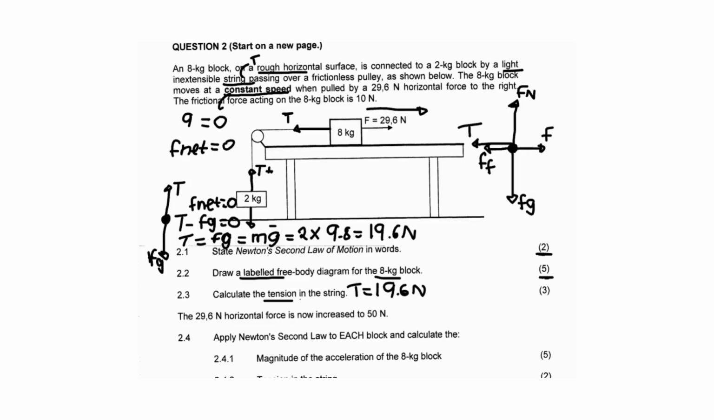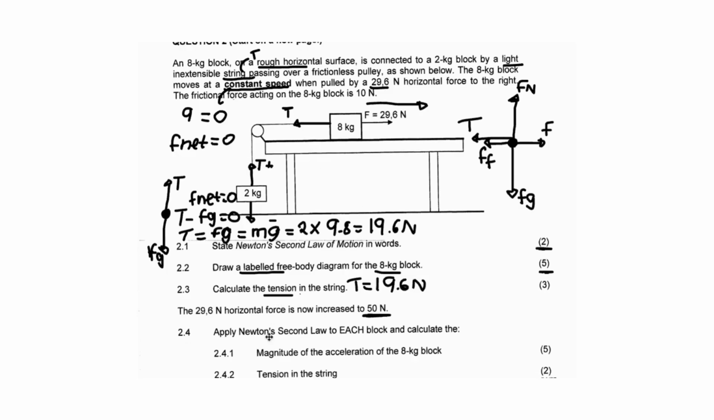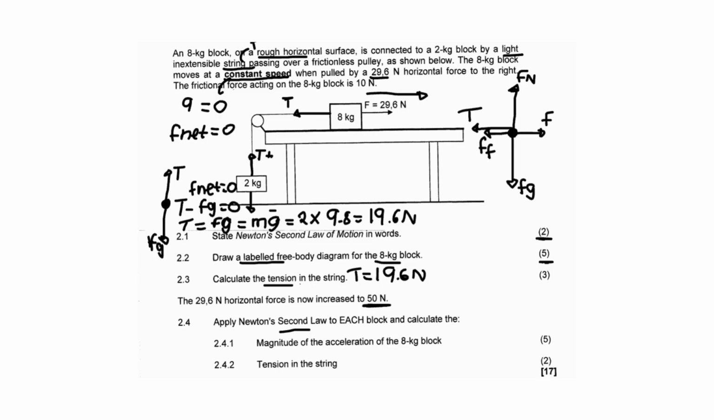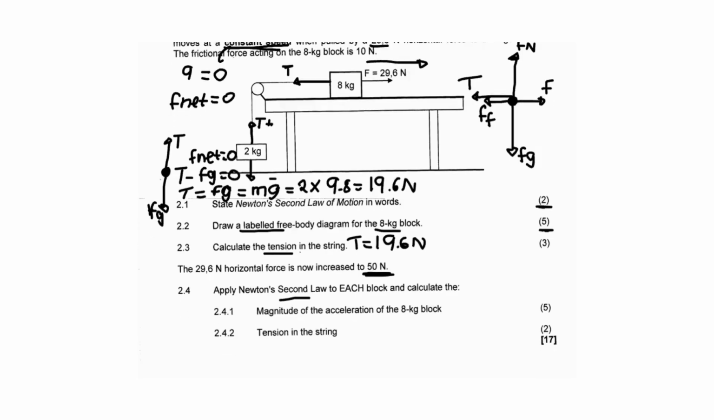So now the 29.6 newtons horizontal force is now increased to 50 newtons. So now we no longer have 29.6, we have 50 newtons. Apply Newton's second law to each block and calculate the magnitude of the acceleration of the 8 kg block and the tension in the string. So if we change F, we're going to have a new tension. And because they also want acceleration, it means we are no longer moving at a constant speed. When the force changes to 50 newtons, acceleration is no longer constant.